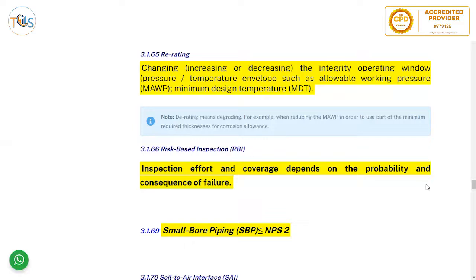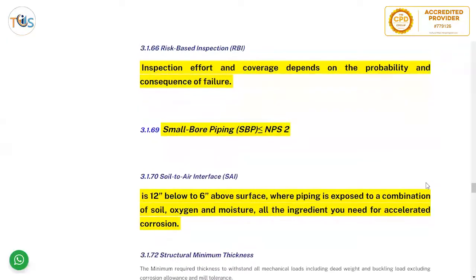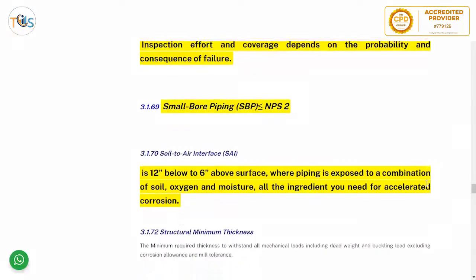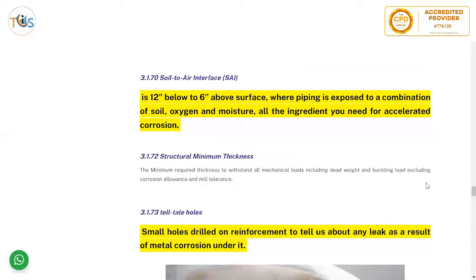Risk-based inspection, RBI: inspection effort and coverage depends on the probability and consequence of failure, the product of them. Small bore piping: nominal pipe size of less than 2 inch. Soil-to-air interface is 12 inches below to 6 inches above surface. So you can say what is the soil-to-air interface: 12 inches below to 6 inches above surface, where piping is exposed to a combination of soil, oxygen and moisture.